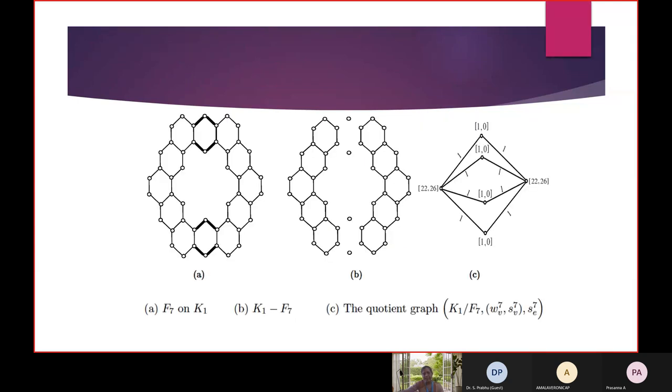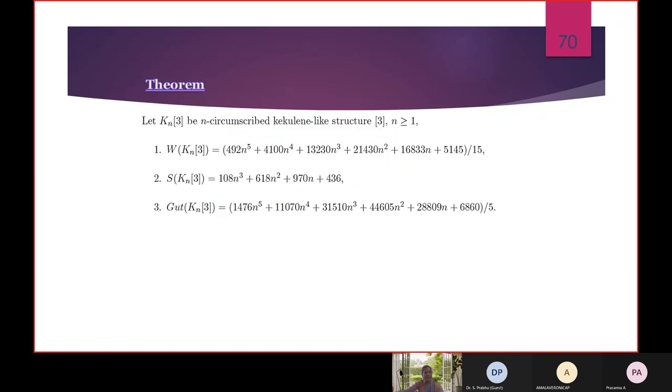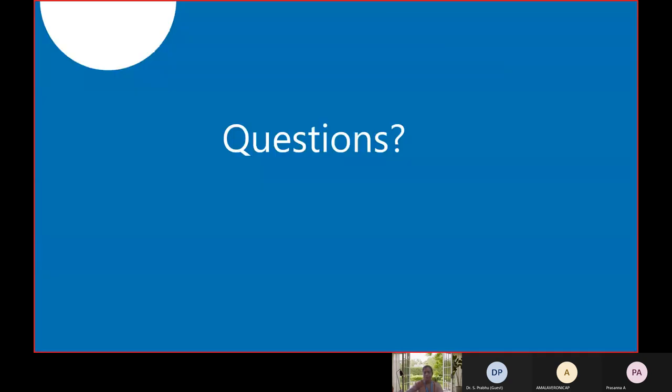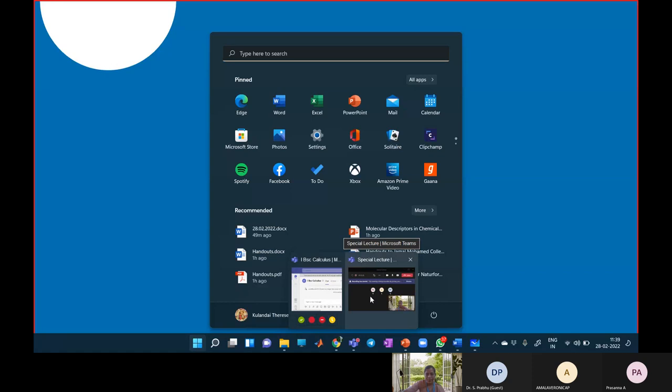There are many more things. I think let me stop with this one. Then Prabhu will continue the rest of the things. These are all the references. Do you have any questions? Is there any question? Otherwise, Prabhu will handle it, you can ask him. But he needs time from 11:45 to 12:30. Therefore, let me leave. Thank you.